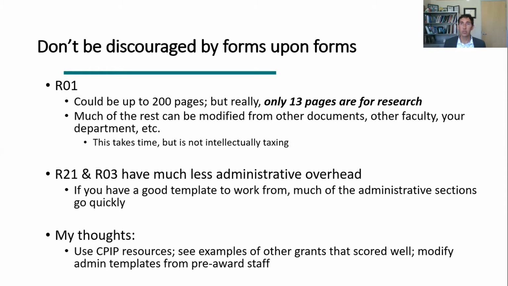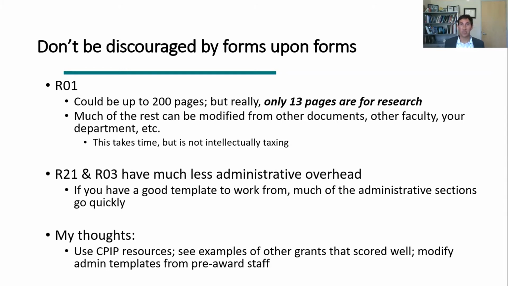What I wanted to do is start with the science and start with the realization that your peers who know your work will be reviewing you, okay? And then you want to speak to them. And then all of the other administrative stuff can follow, okay? The R21 and the R03 have less administrative overhead in terms of forms than does the R01. And there are many templates that you can work from, or examples that you can get from CPIP, from myself, or from pre-award administrators in your department.